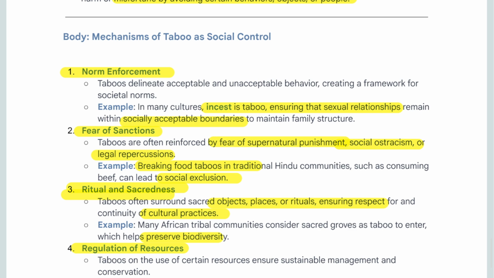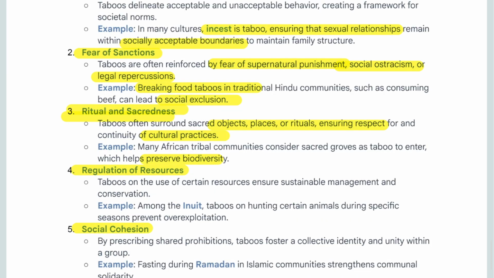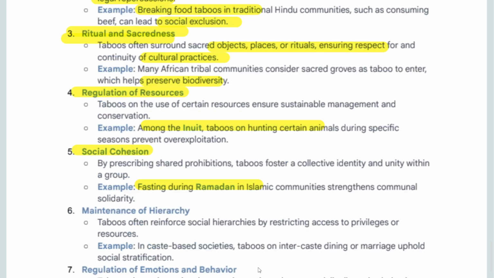Taboos build social cohesion. Sharing the same prohibitions creates a collective identity. Fasting during Ramadan is a great example, strengthens that communal bond. They can maintain hierarchy, restricting access or behavior based on status. In caste societies, taboos on inter-caste dining or marriage were brutally effective at upholding stratification, and they even regulate emotions and behavior. Mourning taboos, for instance, dictate how you should act, how long you should grieve publicly, maintaining decorum.